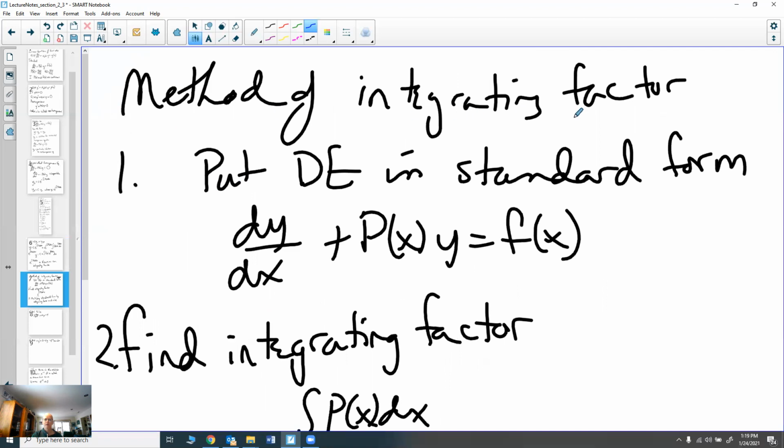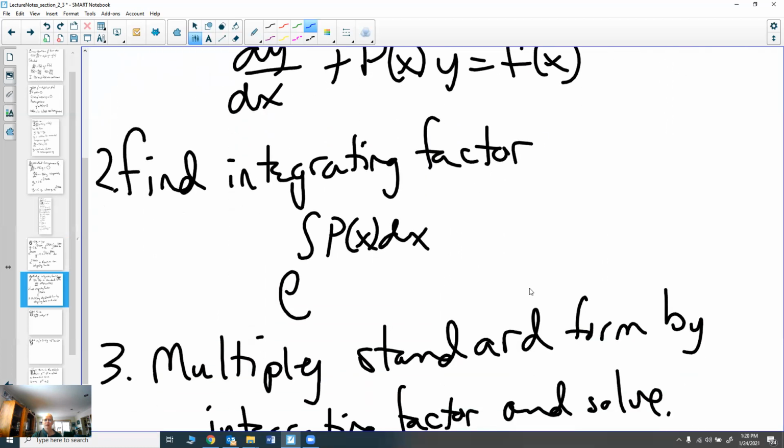This is known as the method of integrating factor. We're going to first put that differential equation in standard form. So make sure you get the dy/dx with a 1 in front of it, plus p of x times y equals f of x. Then you're going to find that integrating factor.